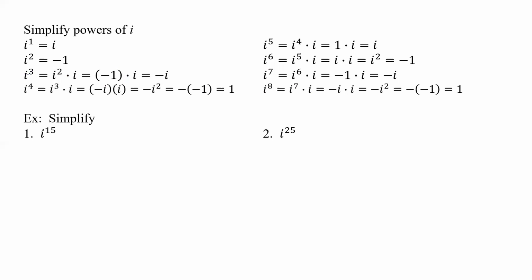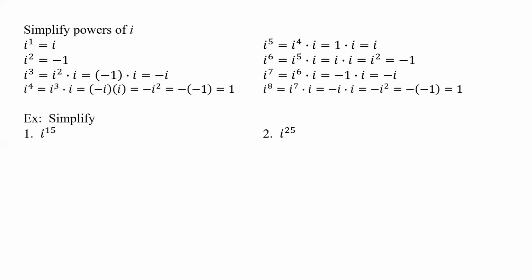Then I cubed. Well, how can we make I cubed in the form of one of these here? Well, we can say that's I squared times I. Well, I squared is -1, so it's a -1 times I. Well, that just gives us a -I. Okay, now moving on to the next one.